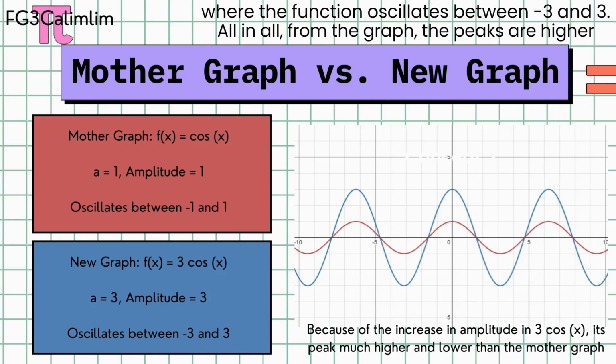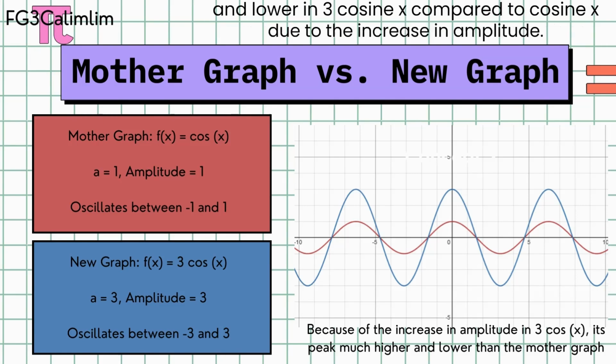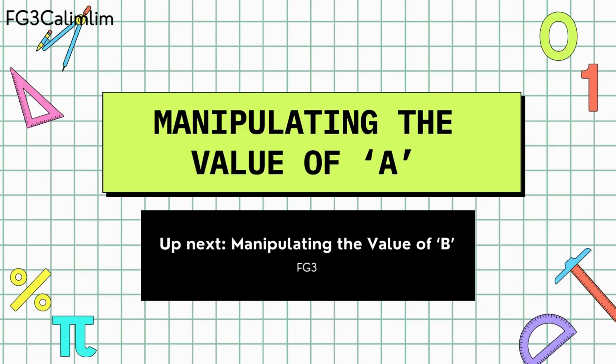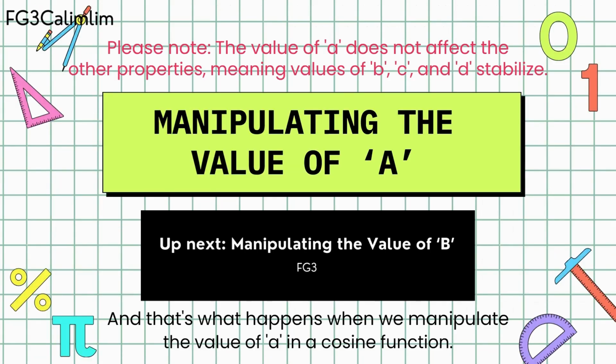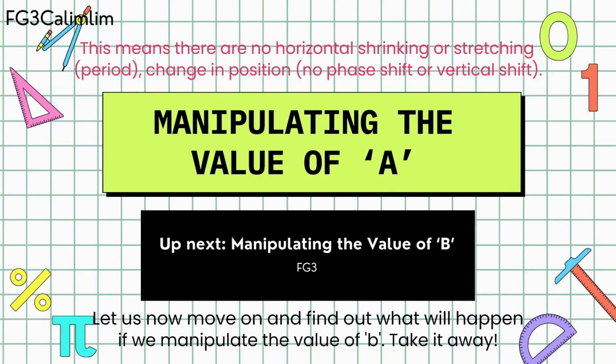All in all, from the graph, the peaks are higher and lower in 3 cosine x compared to cosine x due to the increase in amplitude. And that's what happens when we manipulate the value of a in a cosine function. Let us now move on and find out what will happen if we manipulate the value of b.